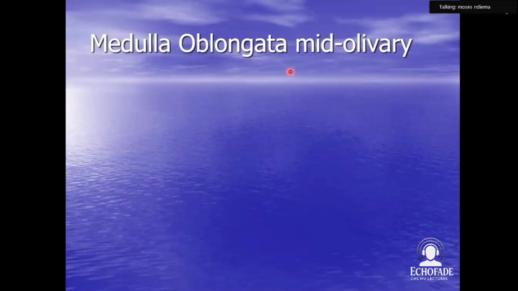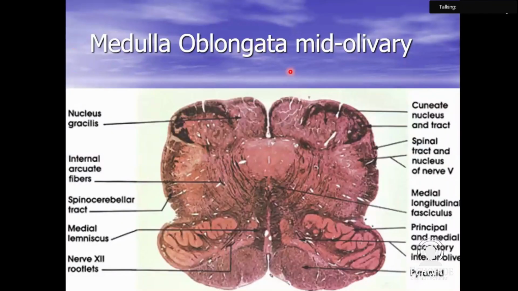At the mid-olivary level, what do we see? We have the olivary nucleus. So this enlargement is the olive. What you see physically outside is the olive, and this contains this serpentine arrangement of cell bodies forming the olivary nucleus. And here we have the nucleus gracilis and nucleus cuneatus, and those fibers cross over to form the medial lemniscus.